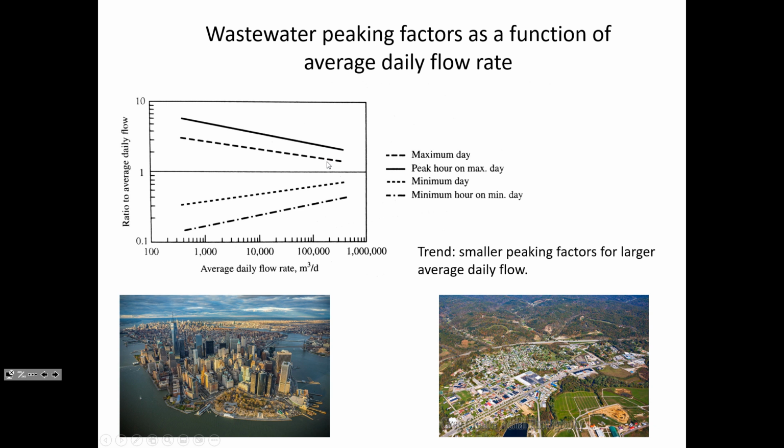So the dashed line here represents the maximum day. Here's the peak hour on the maximum day. Small towns have a lot more variability because they're closer together, and there isn't what's called a routing effect, where in a place like New York City, if everyone flushed the toilet at the same time, because of the distance between where someone is flushing the toilet and the treatment plant, it's not all going to arrive at the same time. Because, you know, if you're up in Harlem and flush the toilet, it may take a couple of hours before that flush gets to the treatment facility.